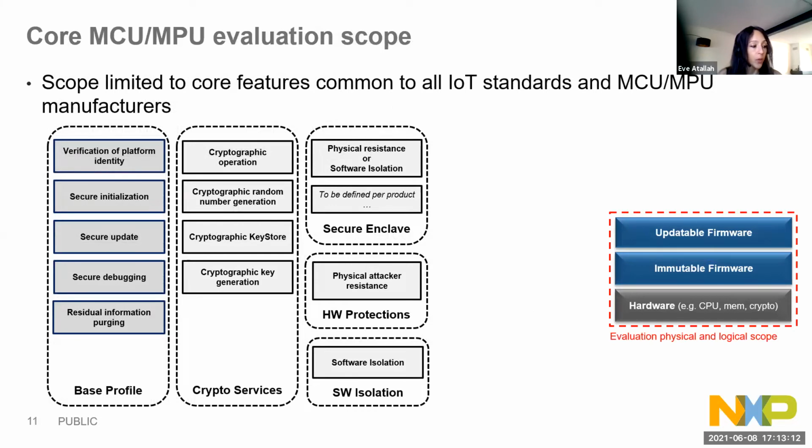So in the core MCU MPU profile, those core security features are organized as represented here. Mandatory features define what is called the base profile, and other features are in the form of optional packages. Those core security features are implemented, as said before, by the initial hardware manufacturer. So this is what is expected, and it's expected to be implemented as represented here on the right.